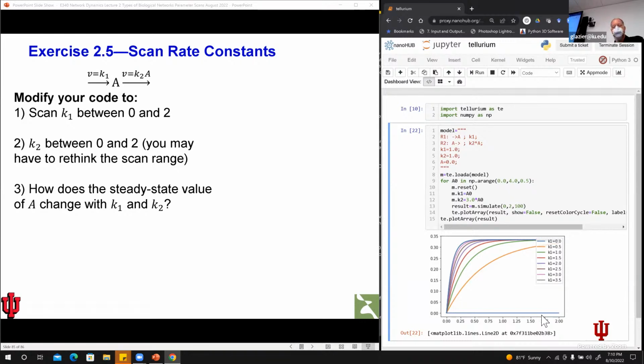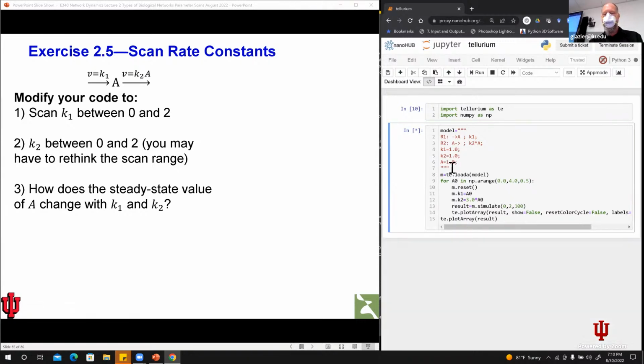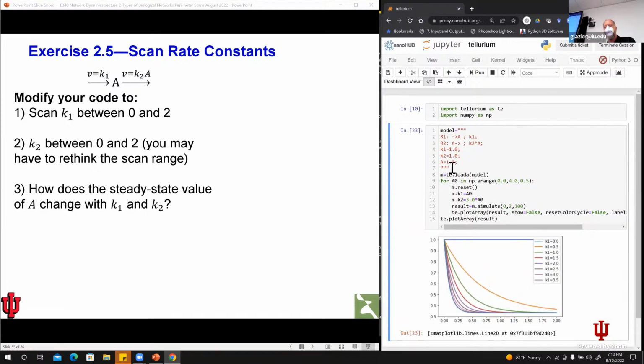Yeah, if I produce no A to begin with, and I start out with no A, then nothing happens. If I started out with some A, then if K2 is 0, it never equilibrates. So the 0 case is different. The rate of equilibration is 1 over K2. If K2 is 0, then it never equilibrates.